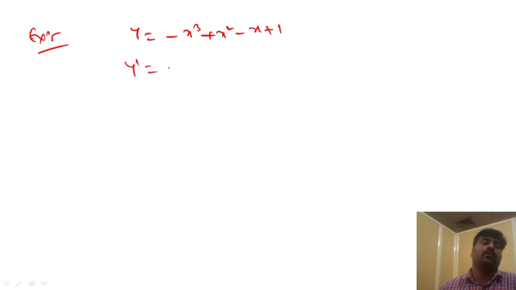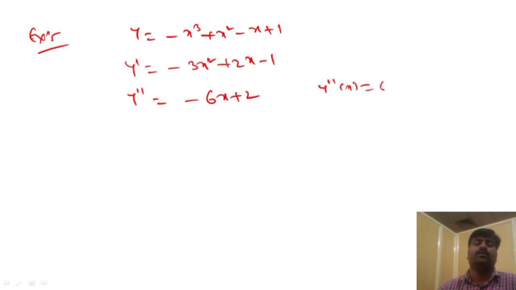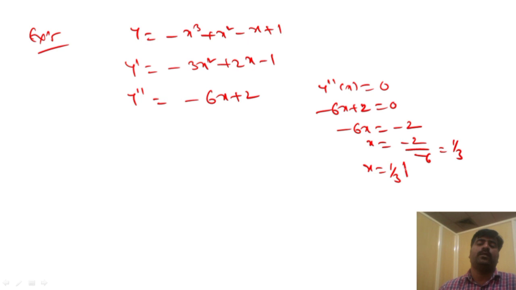Similarly, we'll go for another example: y equal to minus x cube plus x square minus x plus 1. So y dash is minus 3x square plus 2x minus 1. y double dash is minus 6x plus 2. Equating y double dash of x to 0, minus 6x plus 2 equal to 0, minus 6x equal to minus 2, x equal to 1 by 3.